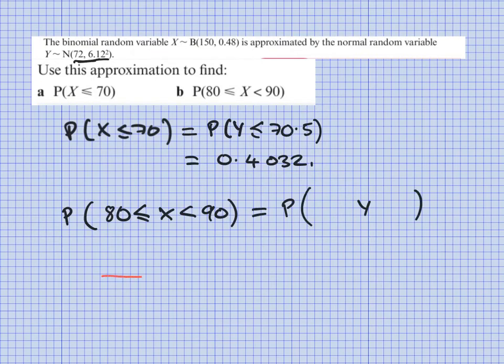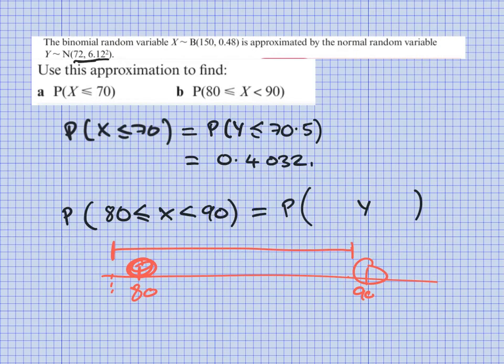So again, I like to think of the number line. I need to have x between 80 and 90. I need to include the 80, but not the 90. So the line would go from here to here. So from 79.5, to include the 80, up to 89.5.